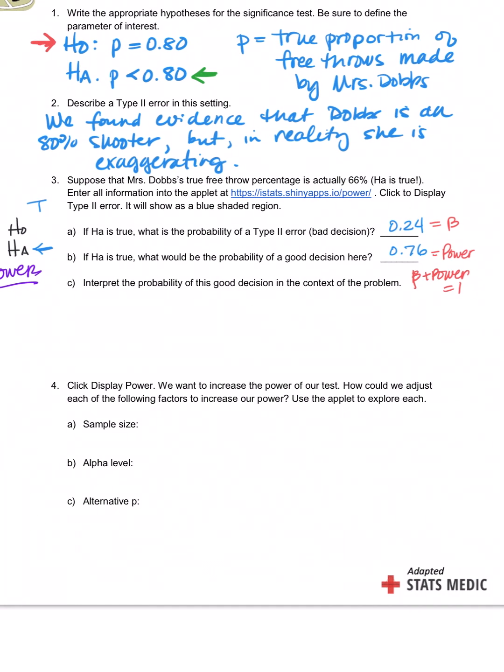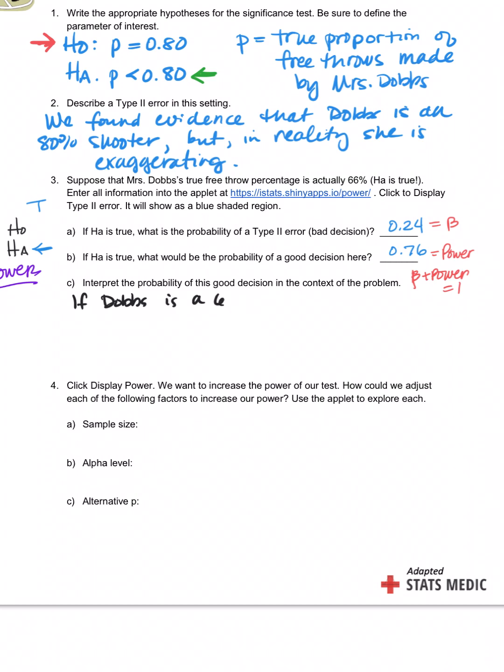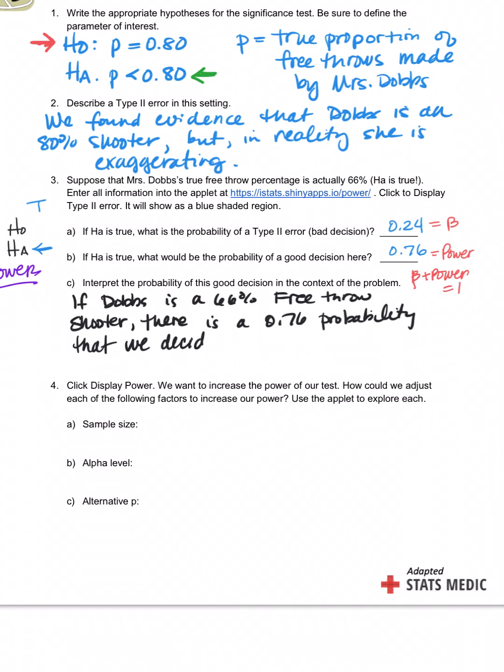All right? So here's how it would read. If Dobbs is a 66% free throw shooter, which they'd have to tell me that, and they did. If that's the truth, then basically what's the probability of rejecting the null? There is a 0.76 probability that we decide correctly that she was exaggerating. Meaning we rejected the null. Okay?